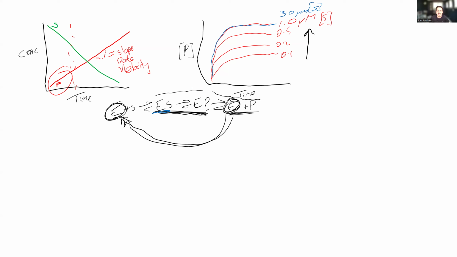And what we want to do is look at this initial velocity, this pre-steady state, and see how fast the reaction happens. So we're just looking at this part here. We're not limited by how much free enzyme there is. We can just look at the initial reaction, and again, we're looking at the slope, which is the change over time. And you'll notice that it gets steeper as we go up.